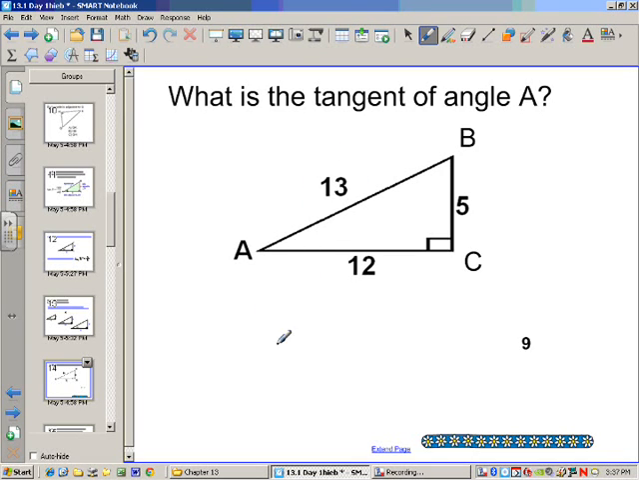So what's the tangent of A in this situation? So let's write out tangent of A. First we need to find the opposite side. The opposite of A is 5. The adjacent of A is 12. So our answer in this problem is tangent of A is 5 over 12. And this is a statement. If I tell you to write it out as a trigonometric statement, this is what I'm looking for.